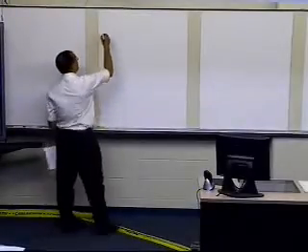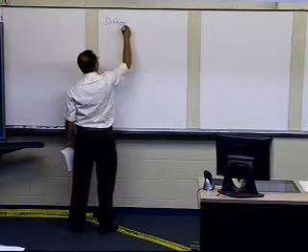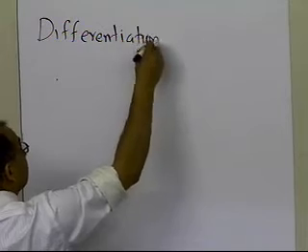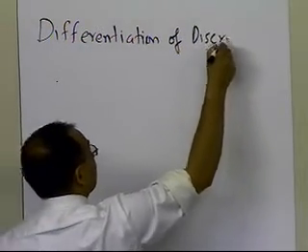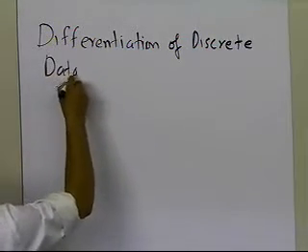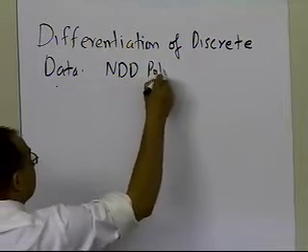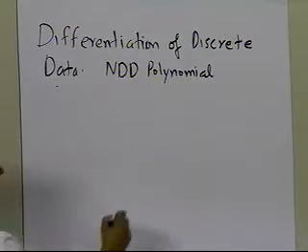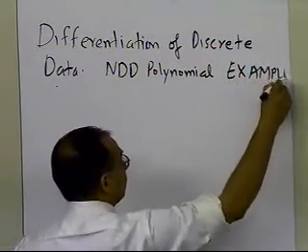In this segment, we're going to talk about differentiation of discrete data, and we're going to look at an example using Newton's divided difference polynomial. We'll use it to calculate the derivative of a function which is given at discrete data points. So let's look at the example.